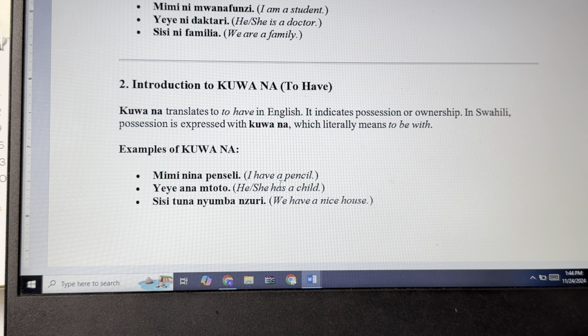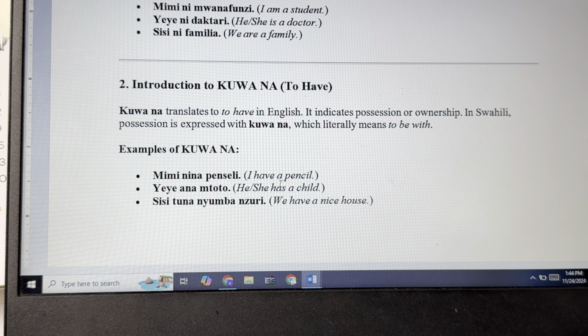You might have heard some of the natives using the verb niko na. Normally, niko na implies you are with something in a place. You don't own something. There is a difference when you say mimi nina familia, I have a family, and mimi niko na familia. Mimi nina familia simply means I have a family. But niko na familia implies that you are with the family in a particular place.